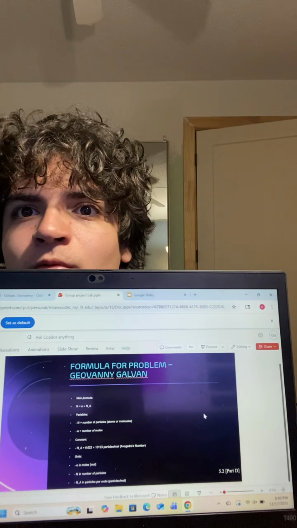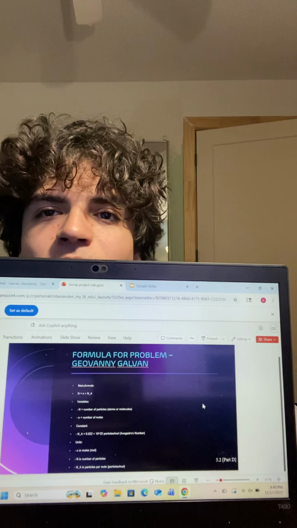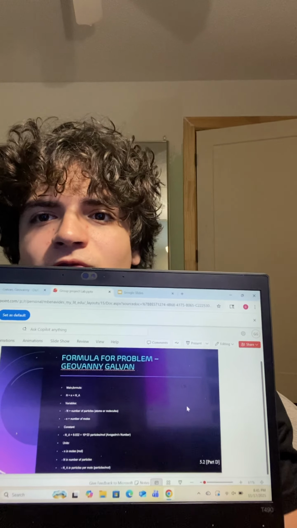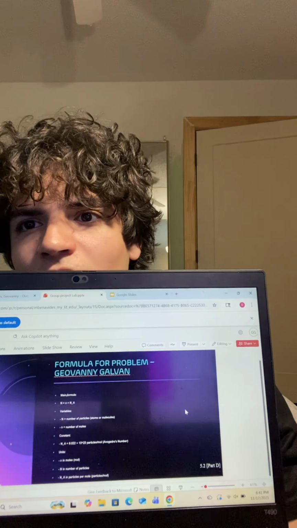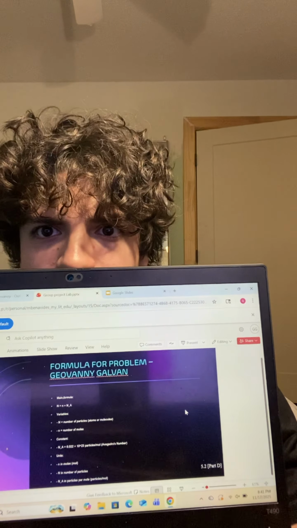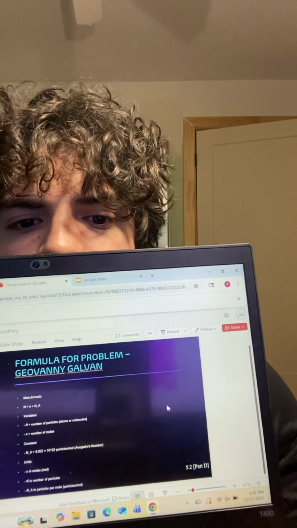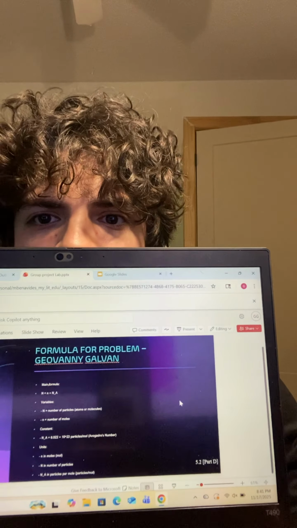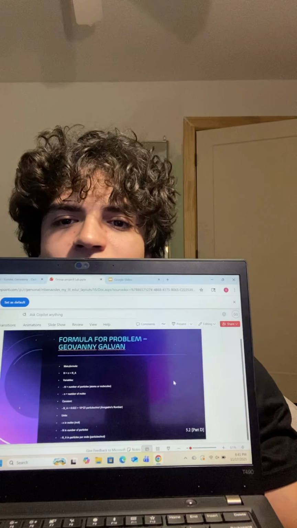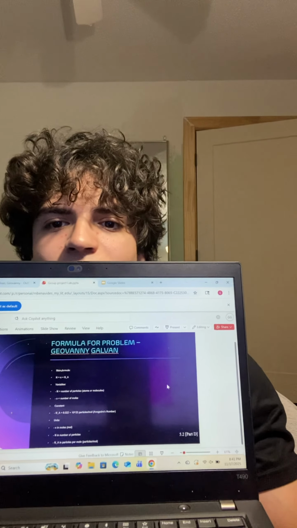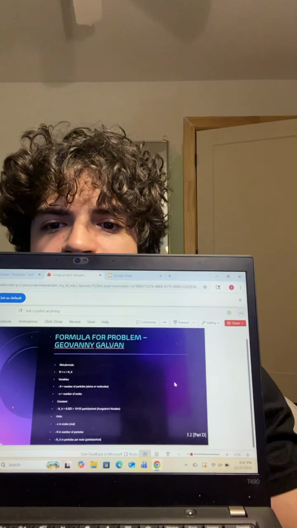Formula for my problem. Main formula: N equals n times Na. Variables: N equals number of particles, which is atoms or molecules. The smaller n equals number of moles. The constant, I don't really know how to read that, but there it is. Units: smaller n in moles, and big N is number of particles, Na in particles per mole.